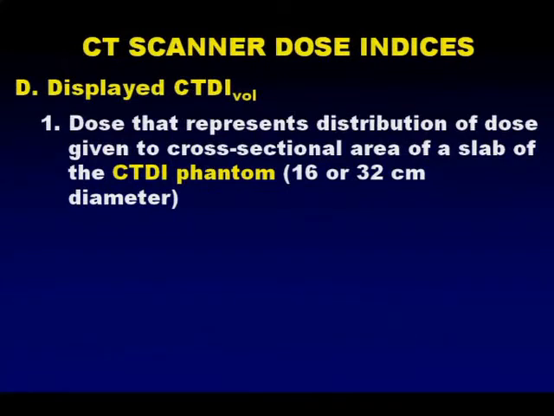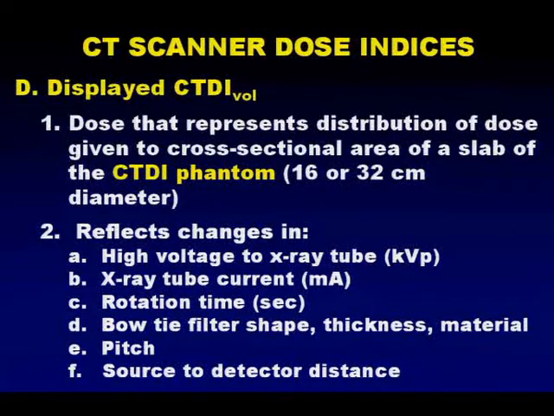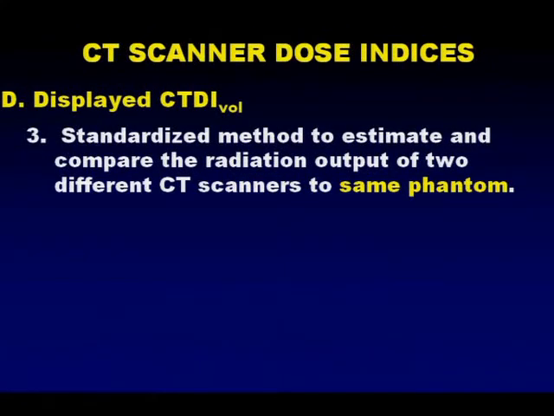But my displayed CTDIvol on the scanner is defined as the dose to either a 16 or 32 centimeter phantom. And as a result of that, the displayed CTDIvol does reflect changes in the output of the machine. That's why CTDIvol was originally developed. And it allows us to note the difference in dose as a function of kV, tube current, rotation time, the bow tie filter, pitch, and the source to detector distance. That's what it was designed to do. And it's really just a standardized method that allows us to estimate the radiation output between 2 different scanners.